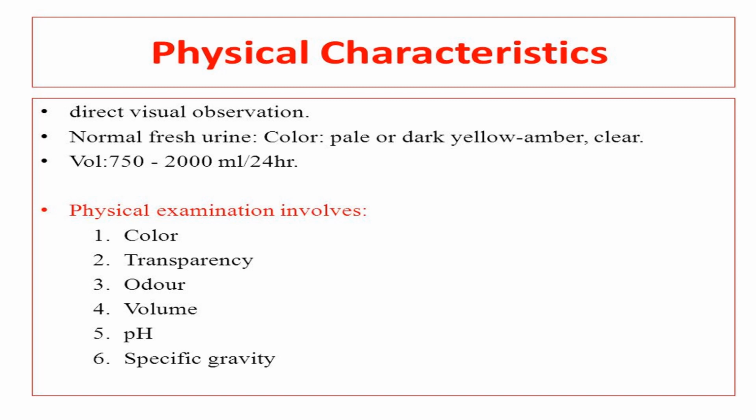A normal fresh urine is pale colored, it may be dark yellow or amber colored. Appearance is clear. Its volume is between 750 to 2000 ml per 24 hours. The physical examination involves color, transparency, odor, volume, pH, and specific gravity. From these six characteristics, one can come to know a lot about the patient's conditions and it helps in further diagnosis.